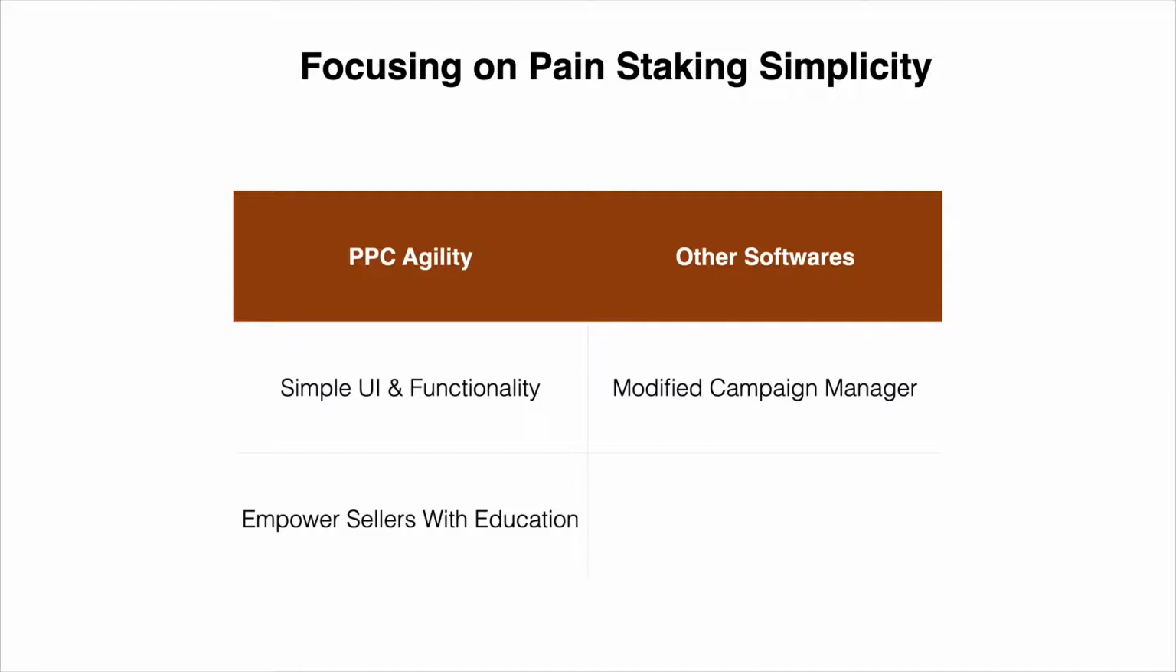I would say what's different about us and other software is that we have a simple UI and functionality. It is dead simple. We also empower sellers with education. When we did PPC Agility, we focused on keeping it just for our students. I did open it up to the public for a little bit, but I really wanted to focus on providing it for my students because they needed the education. They needed to know why PPC Agility was beneficial for them.